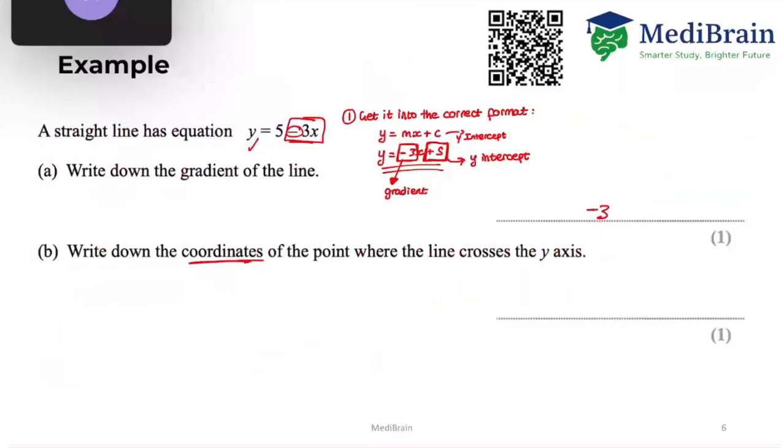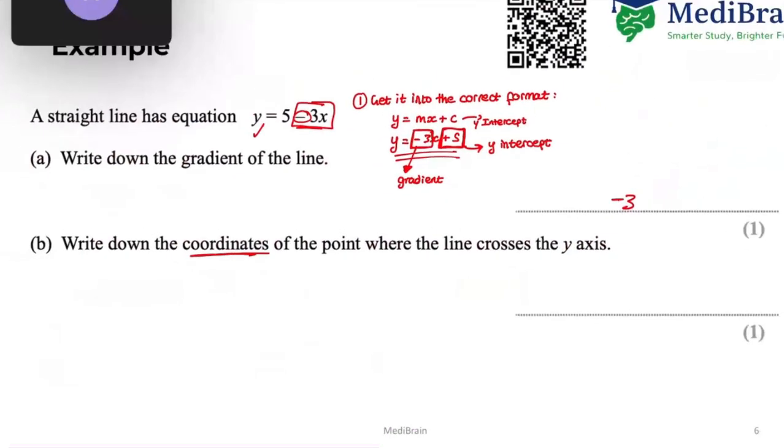So in this example over here, it says write down the coordinates of the point where the line crosses the y-axis. We have the equation y equals minus 3x plus 5. We know that it crosses the y-axis at 5. So that means the x coordinate is going to be 0, because whenever something crosses the y-axis, it's literally bang on the line. It's gone 0 right or 0 left. It's only gone up or down.